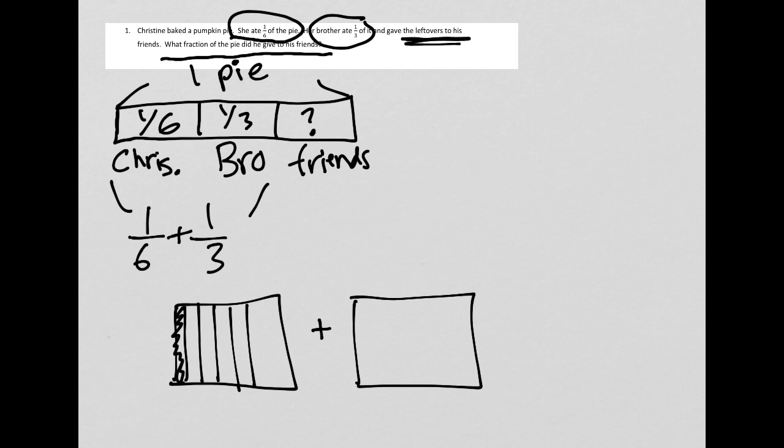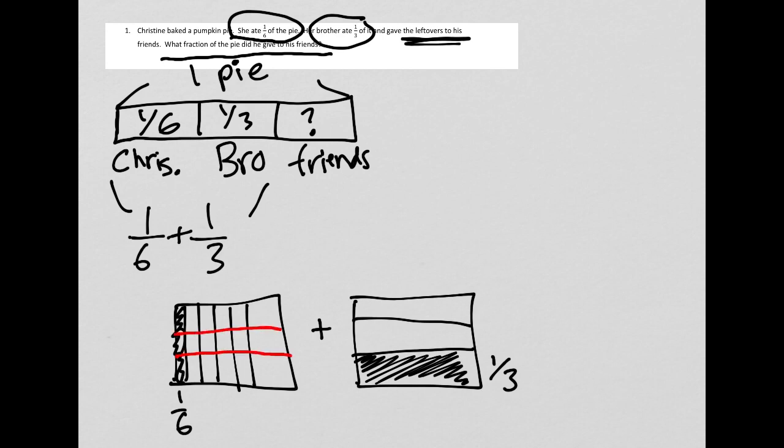So Christine ate, here's the 1/6. Her brother ate 1/3, which looks to be quite a bit more than what Christine ate. And we need to find common denominators, just like we normally would. So I'm going to do that by splitting up my fraction models. My 1/6 is now going to be split into thirds, and my 1/3 is going to be split into sixths.